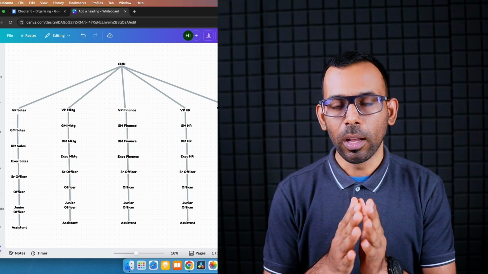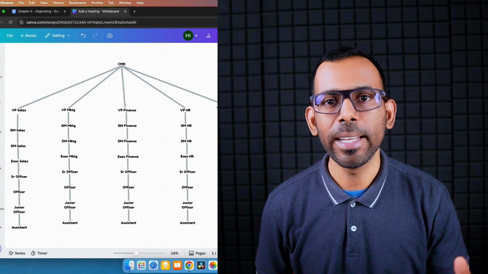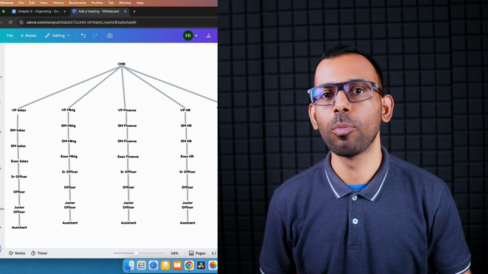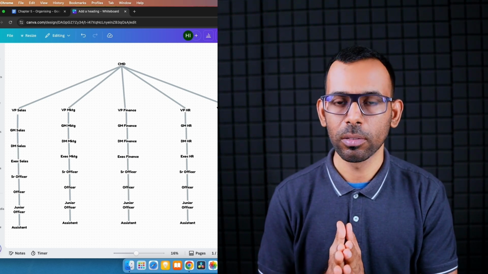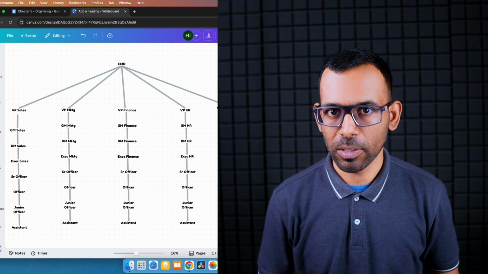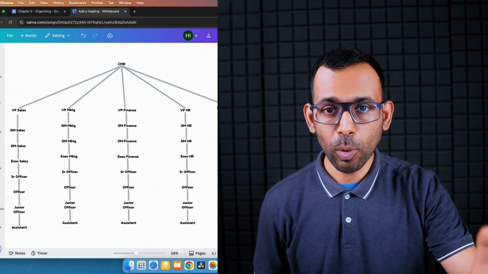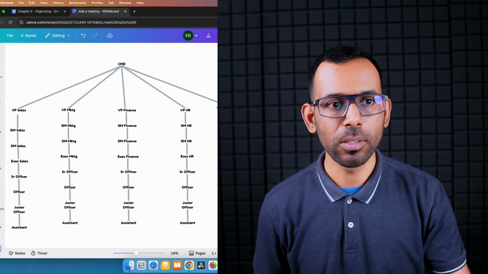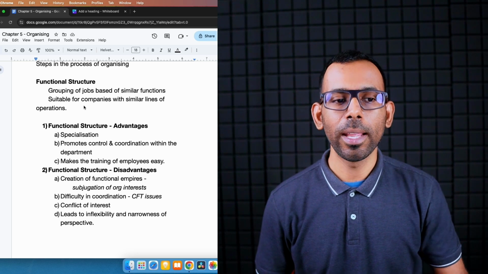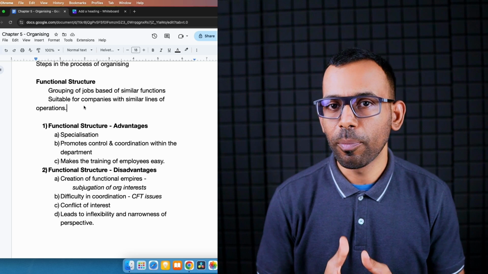So, a company which does not have too many varieties of products. Let's say a company that makes only automobiles. They deal with only two-wheelers. If that is the situation, they don't have much of a product differentiation, isn't it? That they don't have many varieties of products. So I hope you understood what is a functional structure. Functional structure is suitable for companies with similar lines of operations. That is, the company does not have a lot of product differentiation.